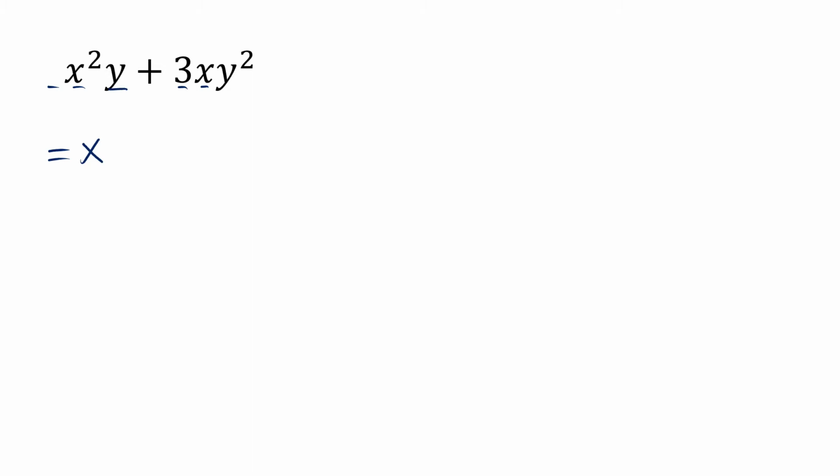Pagdating naman sa y and y squared, which has the lowest exponent? Y. So, that is now your GCF. That's xy. And let us now factor the original expression. Divide the original expression by our GCF, that's x squared y divided by xy is x, plus 3xy squared divided by xy is 3y. This is now your factored form.